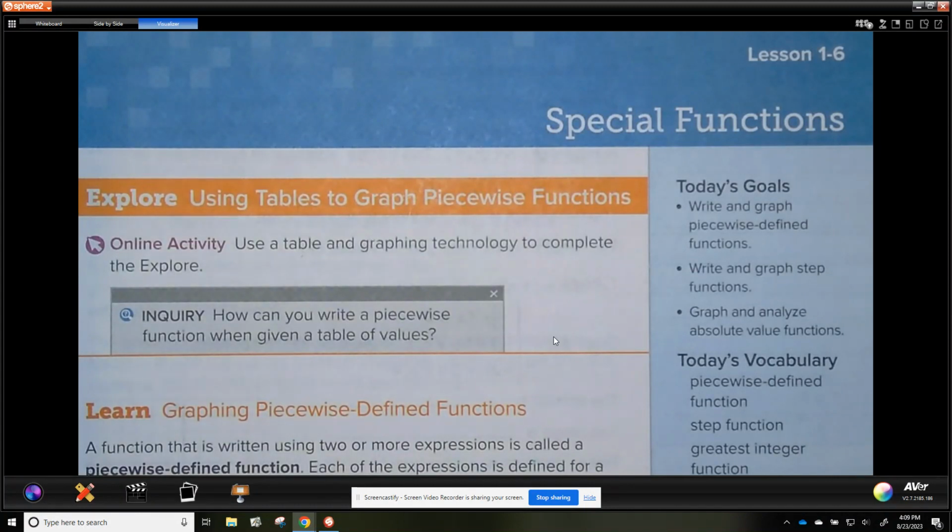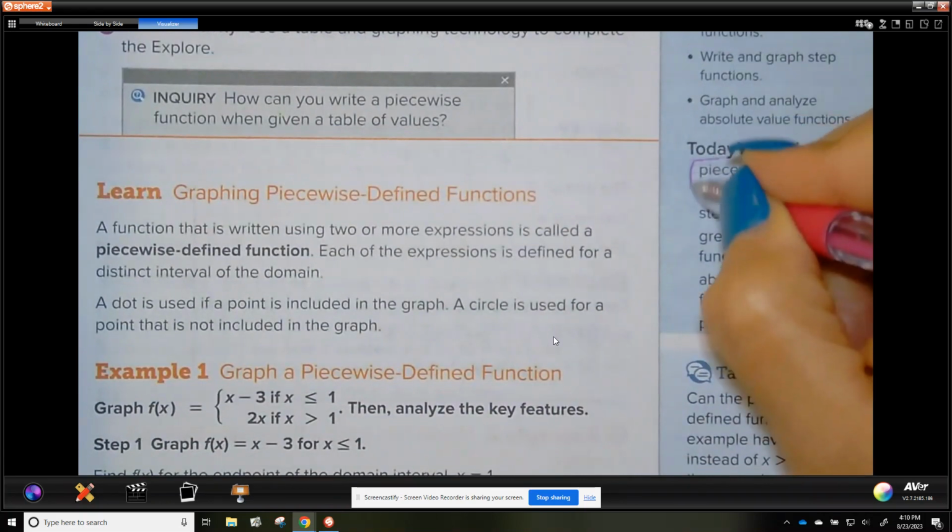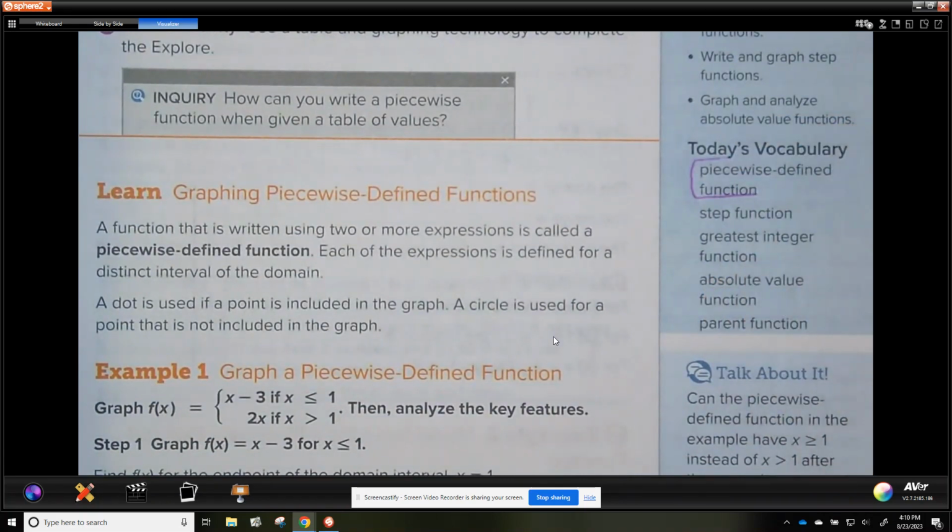Let me adjust that. Special functions. So today's a little difficult, but the more practice you do, the better. And also the part that's going to be on the test are domain and range, I believe. So let's get started. Today's focus is piecewise functions, which are different segments that make up a function.